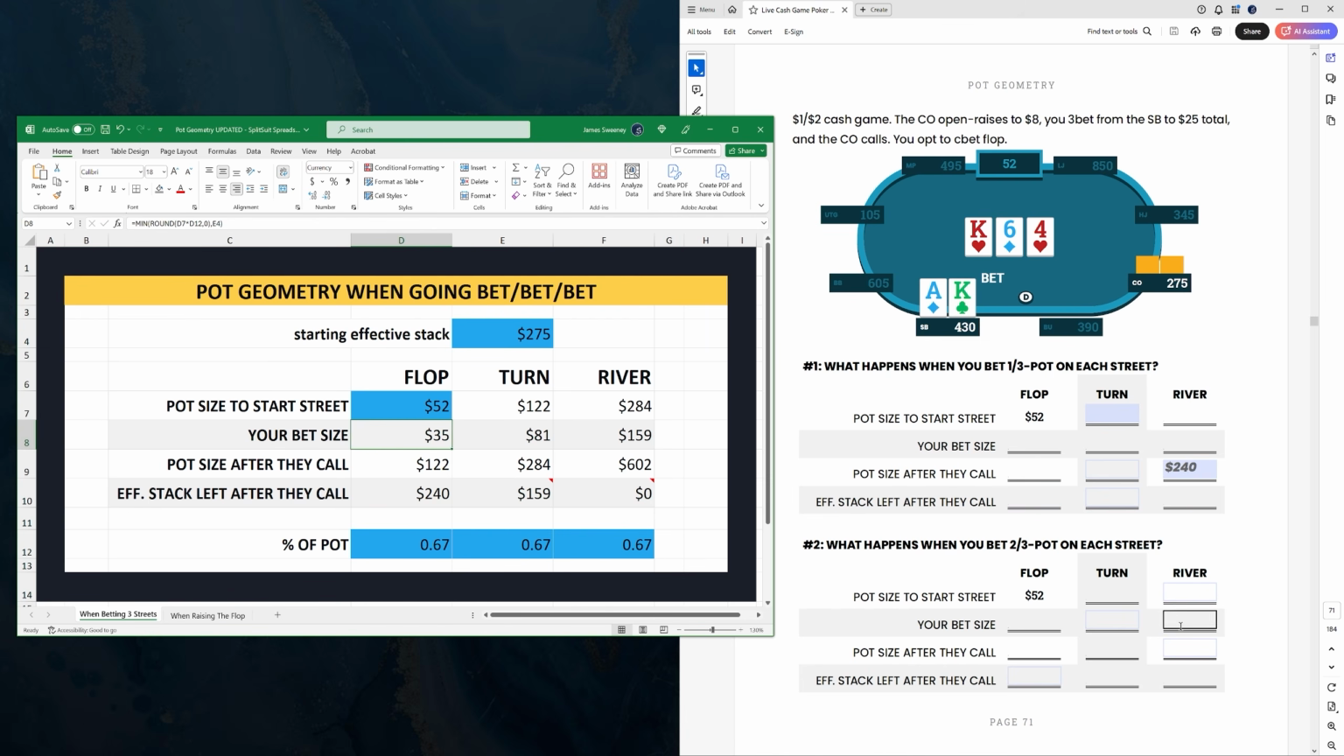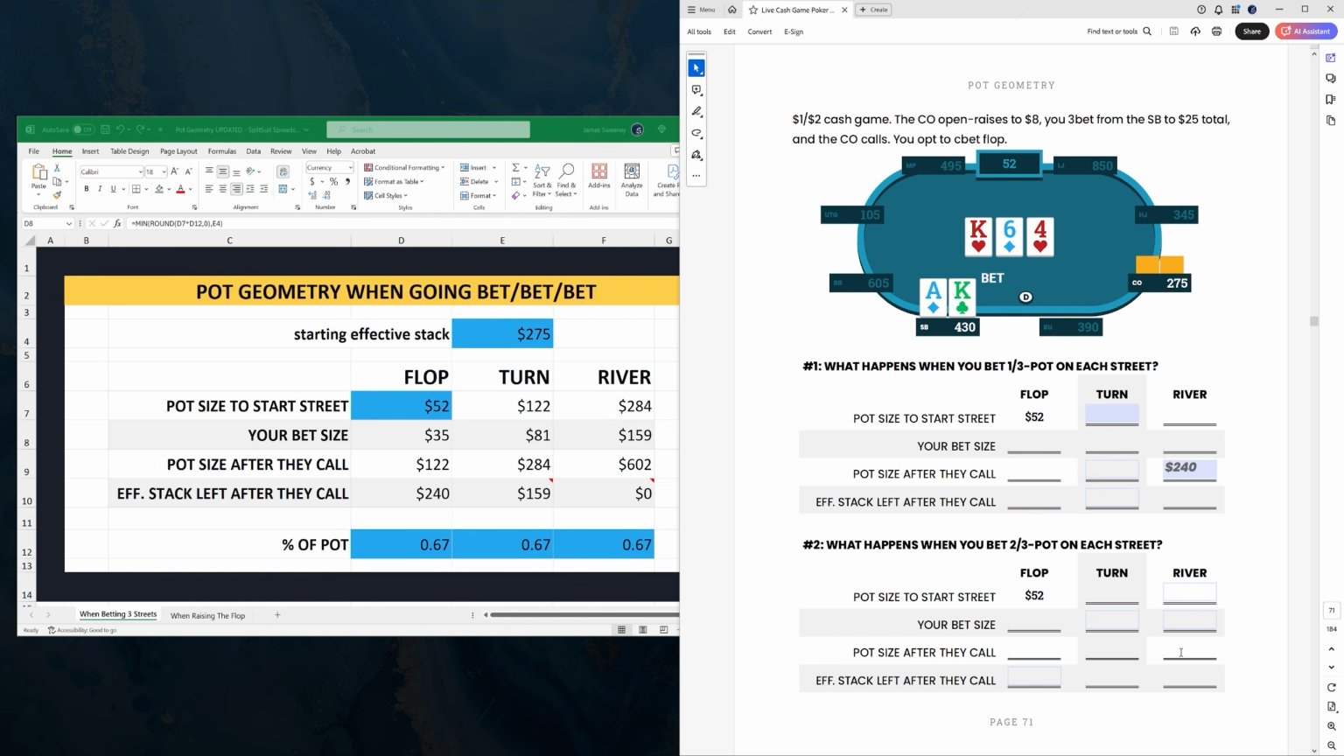But here's the interesting one. On the river, we have 602 for the final pot size after they call, right? Final bet on the river is 159, much larger than the 40-ish something it was with the 1/3 pot strategy. And if we compare the final pot sizes between these two strategies, betting 1/3 on each street and 2/3 on each street, you notice it's about 2.5x. So you might think that the final pot size would be just twice as large when you're betting twice as big, but that's actually not the case.